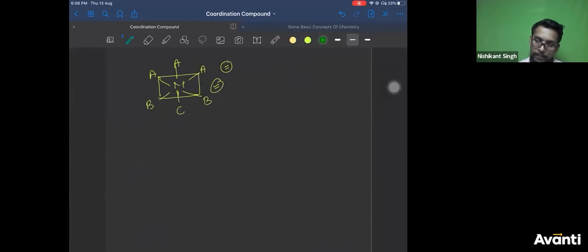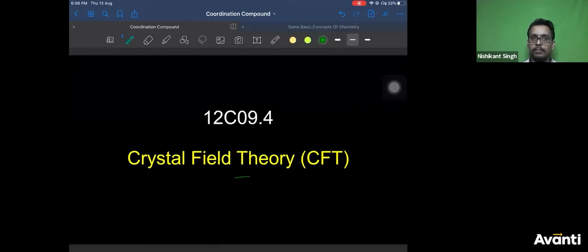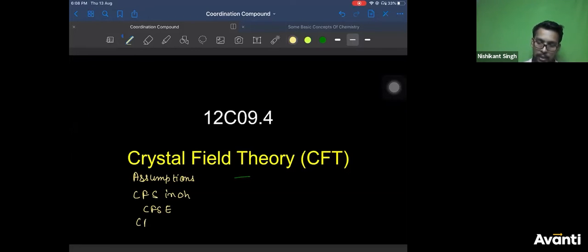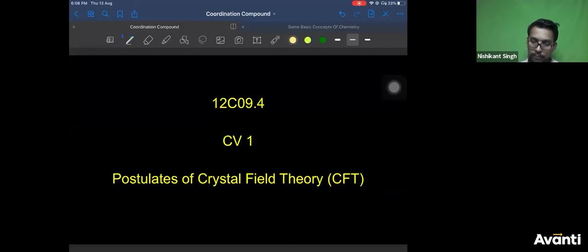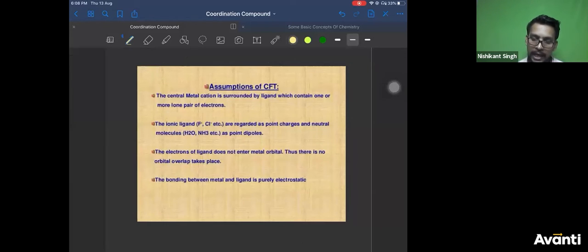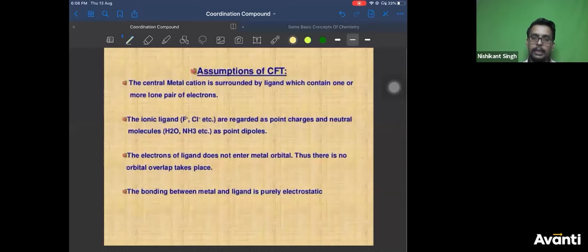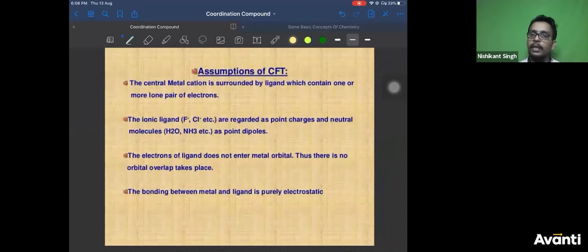Chalo. So guys, we are starting with crystal field theory. Let me tell you what all we will discuss in this. We'll discuss the postulates or assumptions of CFT in short. Then we'll see crystal field splitting in an octahedral complex. We'll see how to find crystal field stabilization energy. We'll see crystal field splitting in a tetrahedral complex. These are the 4 main things which we have to study in this. So now let me take the first thing, that is the postulates of crystal field theory. I have kept all the postulates here. I will read them out, then I will explain them again.